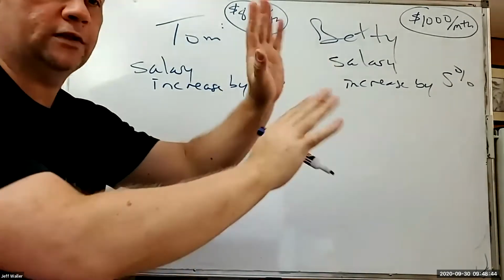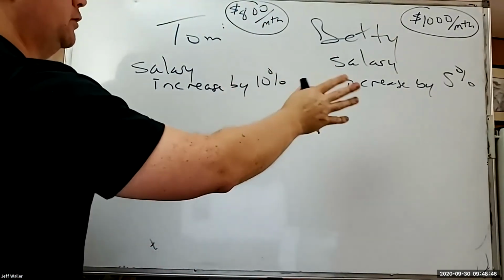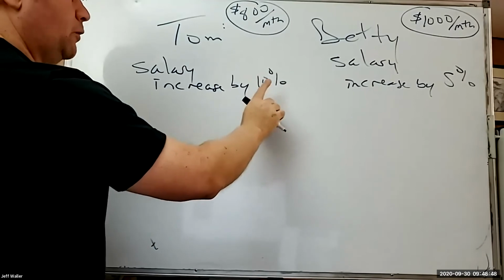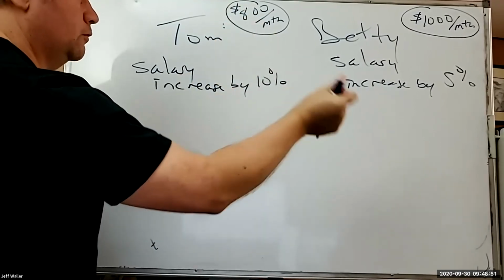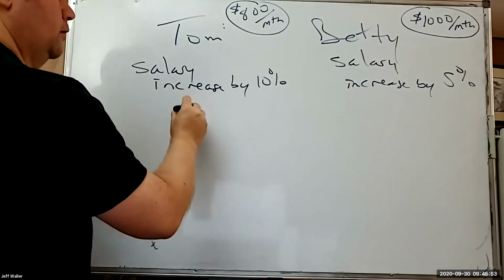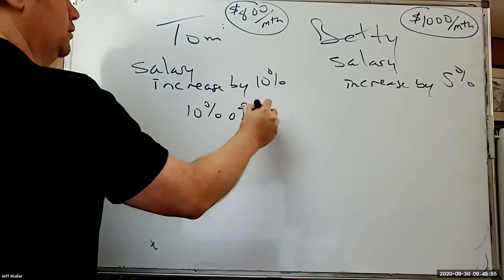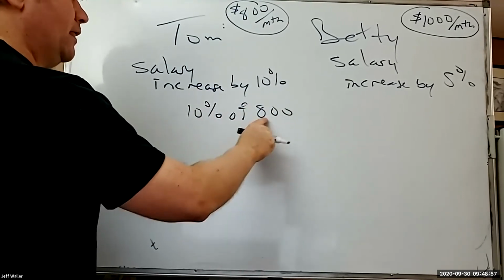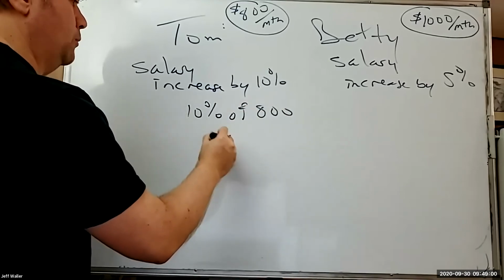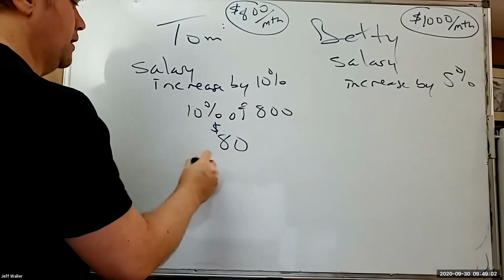So just to do this problem real quick, this isn't necessarily what you're going to be doing in the section, but does somebody know what 10% of 800 is? Quick. 80. There you go. Because to do 10% of anything, it's just 1/10 of that thing. You move the decimal back. So that's $80 more. So now Tom's making $880.